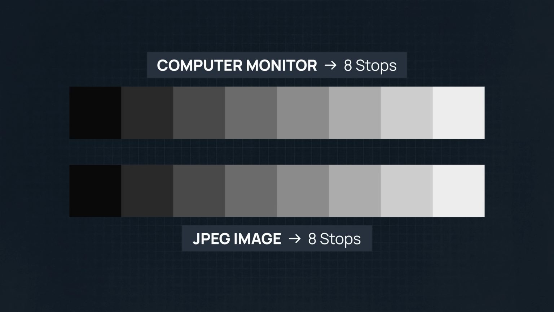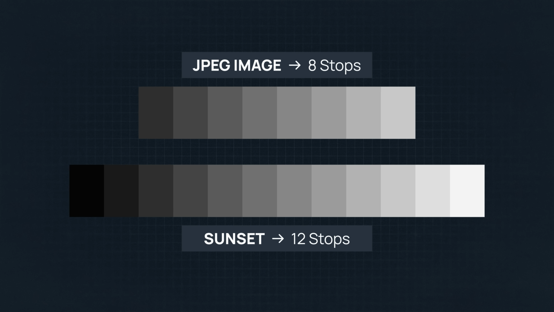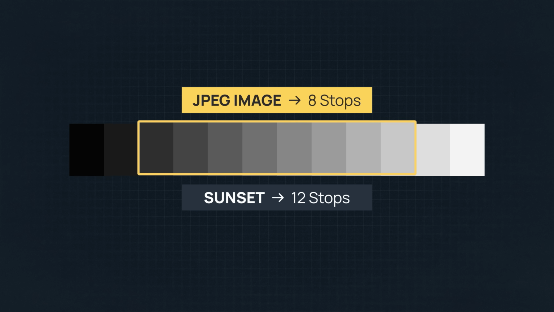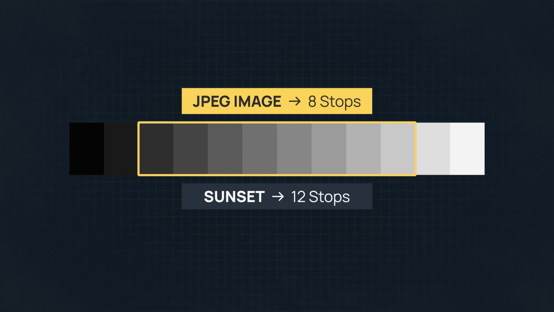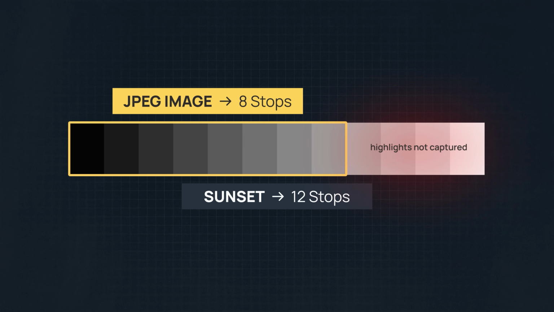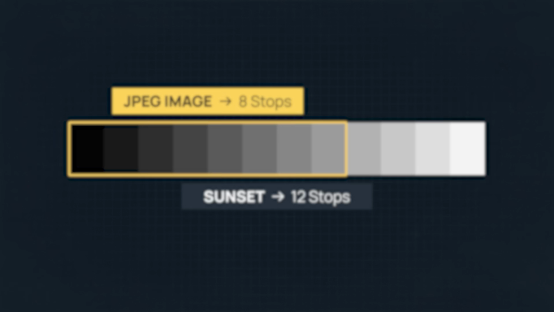So the JPEG image file format is great to use at the end of your imaging process. The issue arises when we try to use it to capture our initial image before we even get a chance to edit it. This is because a sunset, for example, can contain 12 to 18 stops of light. So if we try and capture it with an 8-bit JPEG file, we're going to either miss the shadows or we're going to miss the highlights because we just don't have enough dynamic range to capture the entire scene. And this is where the RAW file format comes in.